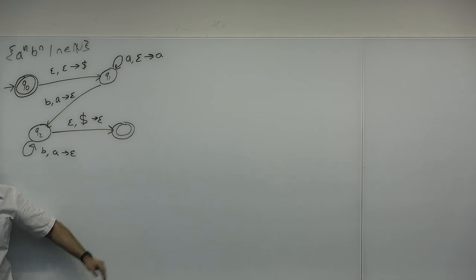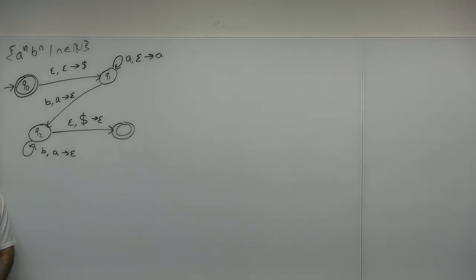Yes? But don't you take that transition only when you see an epsilon? If you're seeing B's, epsilon, you can take whenever. That's the subtlety here I'm trying to get. You can take this before you're ready. But you should design your program in such a way that if that happens, you get to reject. Oh, I see. Implicitly, yeah.